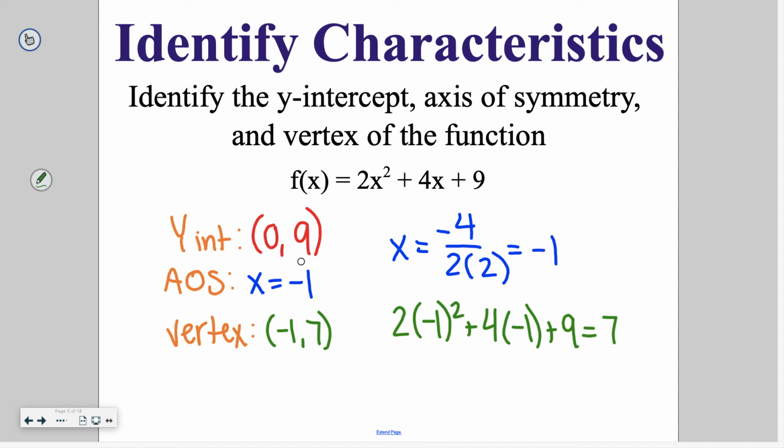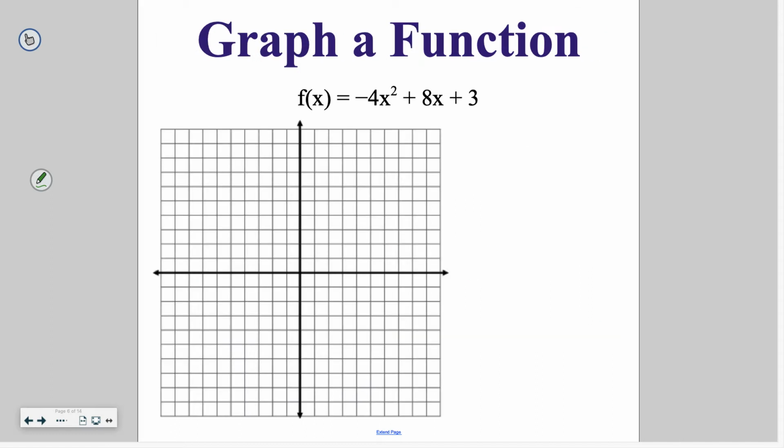Again, 0, c for that y-intercept, using the formula to solve for x, getting our axis of symmetry at x is equal to negative 1, and then plugging in negative 1 into the equation to get our vertex at negative 1, 7. Now, once we know how to find those characteristics, that also means we know how to graph.